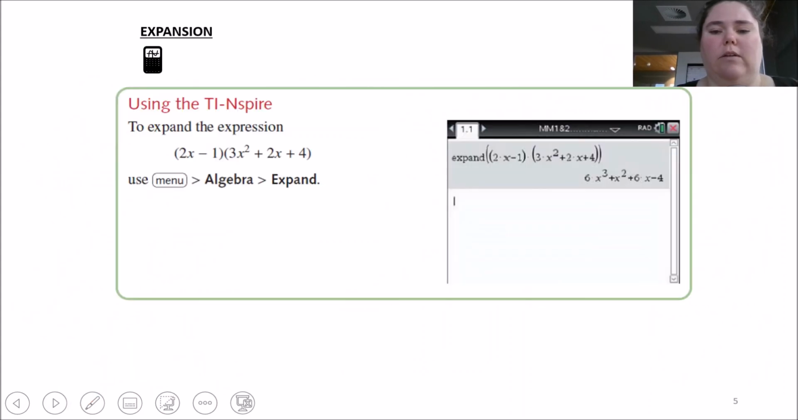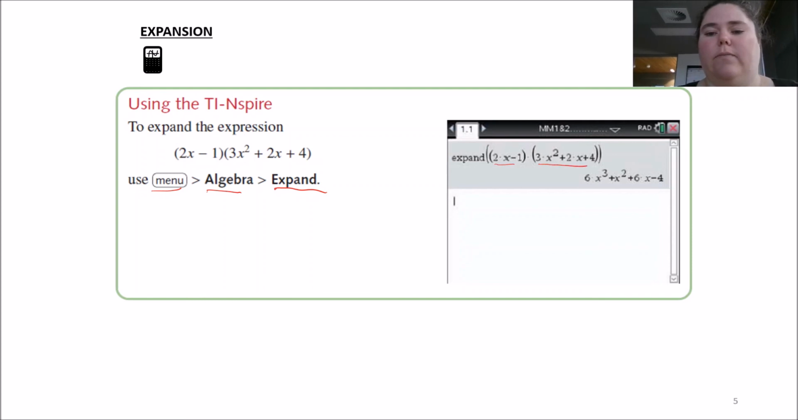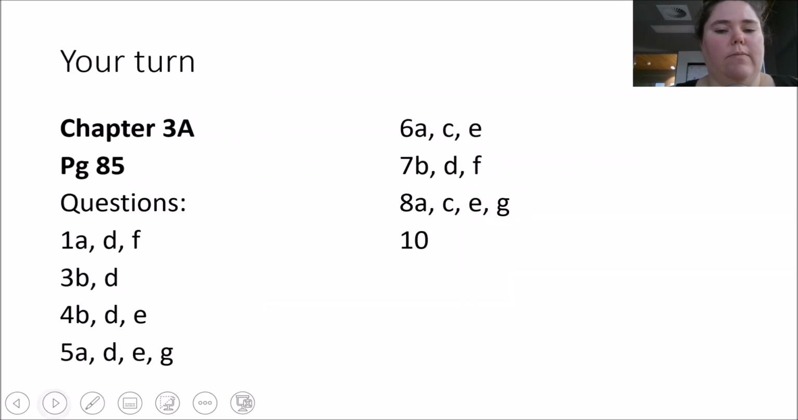So on your calculator, you can go Menu, Algebra, Expand in your calculating mode, and then you would just type your 2 brackets in. You need to make sure you have this big old bracket around both your little brackets, otherwise it won't do it. It won't understand what you want it to do, and you'll get an error mode. And these are the questions I suggest you do for expanding.